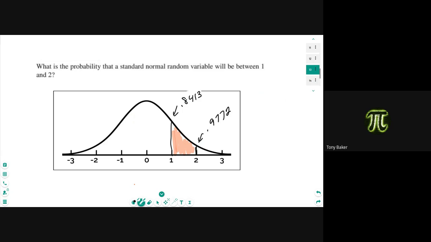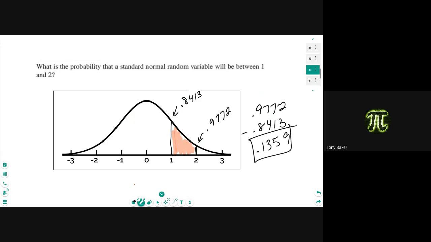So looking for 1 and looking for 2, those should be the numbers you get. So how would I find in between those two? Just subtract it. So it's no different than the last one we did. 1, 3, 5, 9. Except this one, we didn't have the 50%.